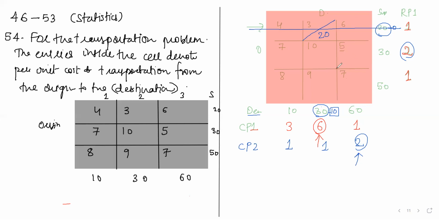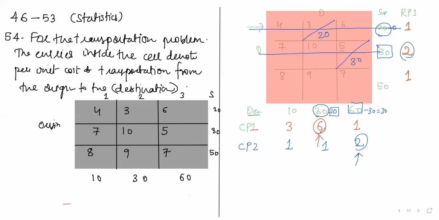And now I have to assign values to the 5. So for 5, the supply is 30 and demand is 60. So I'll supply 30 to 5. You have to supply the minimum one. And since this 30 is over, now 60 minus 30 will give me 30 and this column will get cancelled.